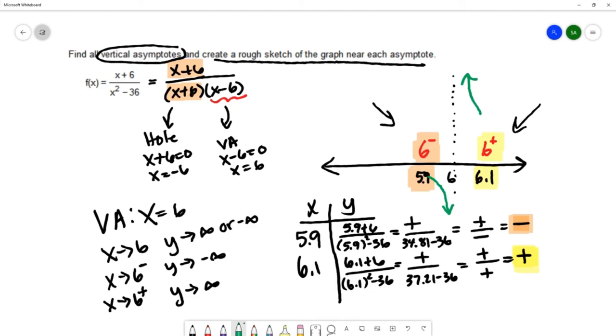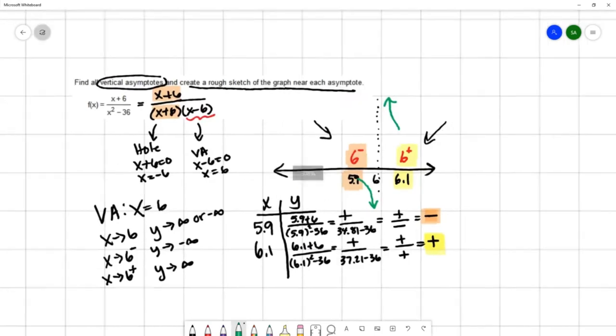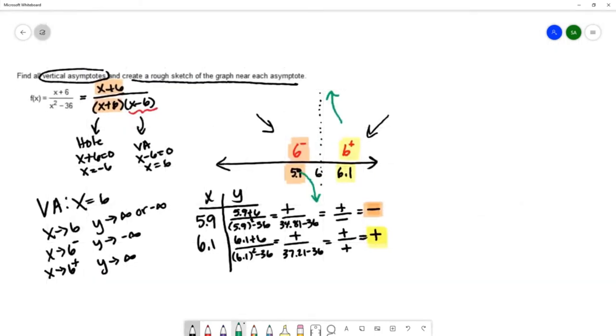I'm going to zoom out just a little bit and draw the sketch one more time without so much clutter. At 6, that's a restricted value. We know there's a vertical asymptote at that value. Y will approach positive infinity when we're above 6, and y will approach negative infinity when we're below 6.